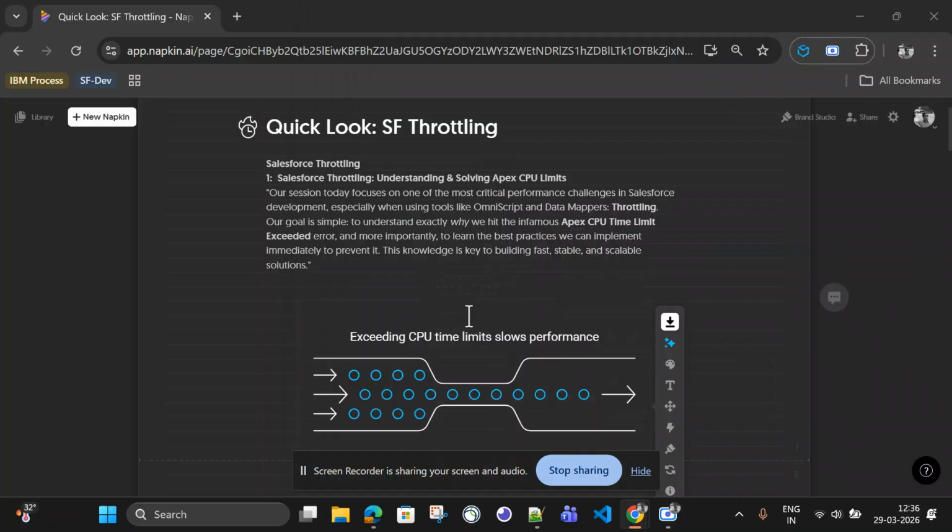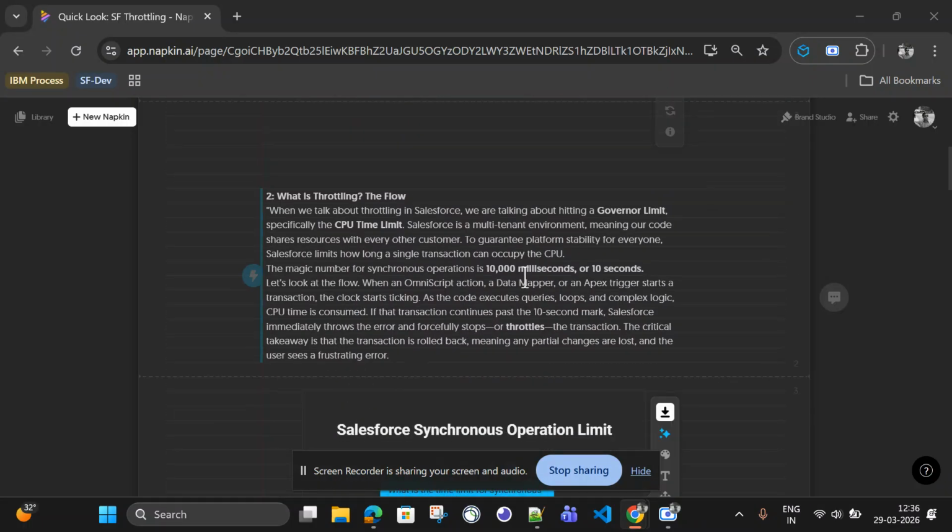So what is throttling, right? In general terms, throttling means something which will slow down the performance. In our transaction processing, we know Salesforce is multi-tenant, and because of that we have a lot of governor limits, right? One of the limits is CPU time, which is 10,000 milliseconds, or 10 seconds as we call it. Within this time, our code should execute. If it doesn't, it will throw an error that the CPU time is exceeded, right?